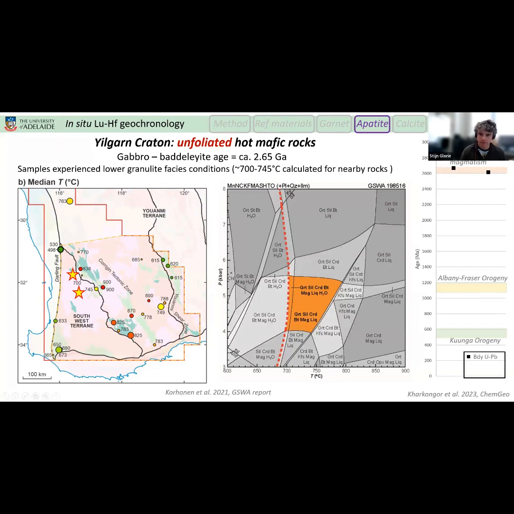So this graph here just gives you the ages again and the main events in the study area. So magmatism, based on the baddeleyites, is 2.65 billion years roughly. We have the Albany-Fraser orogeny in the area that might have caused the high temperature conditions that we're seeing in the rocks. And there's also the Kunga afterwards as well. So these are our main secondary events that happened after formation of these rocks.